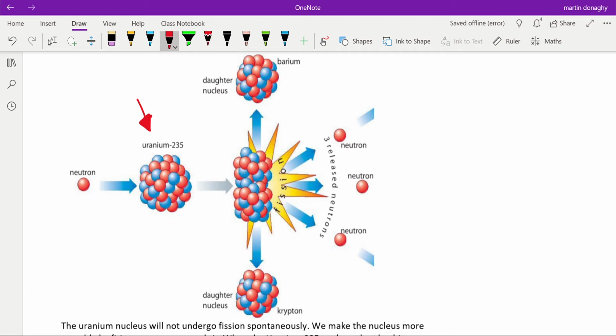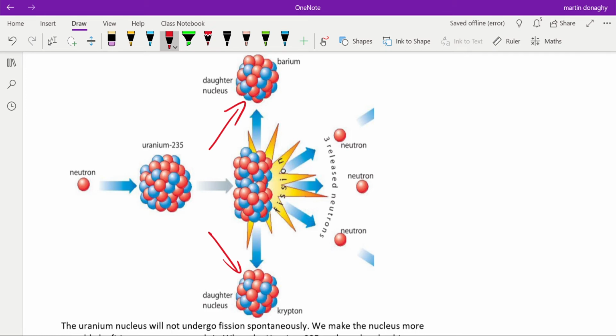However, it won't just do it by itself. What we do to make it split in two is we make it absorb a neutron. Now, what that does is momentarily the nucleus absorbs that neutron, becomes uranium-236, which is very, very unstable, and then it splits in two. So we go from having a uranium-235 nucleus to having two smaller nuclei. Okay, so we split the nucleus.